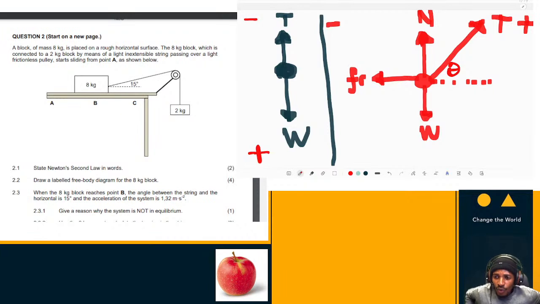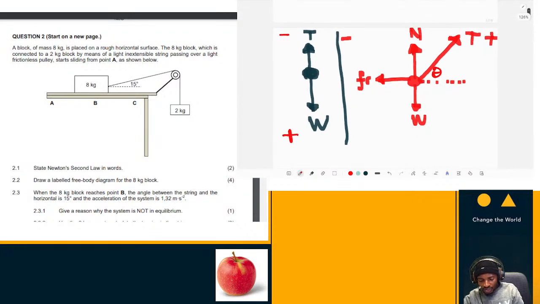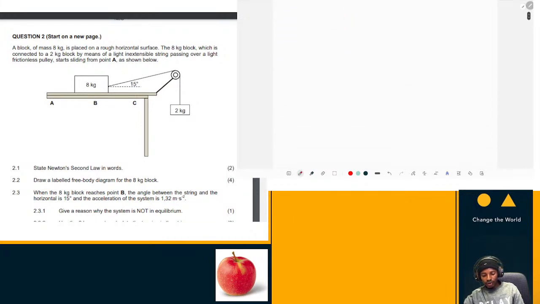What we need to do now is rewrite the tension. Once a force is applied at an angle with the horizontal, we resolve that force into two components. So I'm going to redraw this free body diagram for the 8 kg block, but now I shall replace the tension with its components.